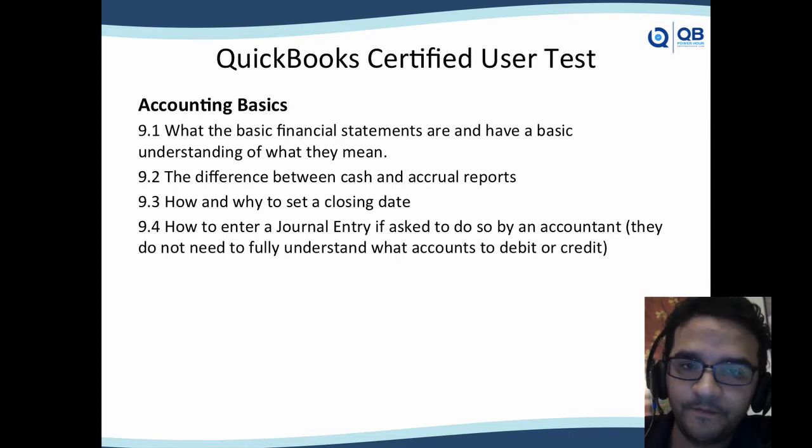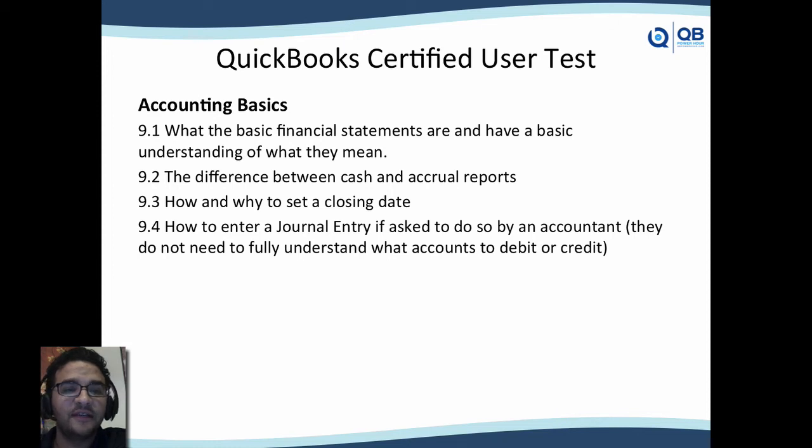So the topics we'll cover: our first section is what the basic financial statements are, and a basic understanding of what they all mean. We're also going to talk about some accounting principles, the difference between cash and accrual reports. We'll talk about setting up a closing date and protecting the books from being changed once all the adjustments have been made and the books have been closed. And finally, we'll talk about doing a journal entry and why it is important to understand debits and credits and accounting principles before going in there and actually entering a journal entry.